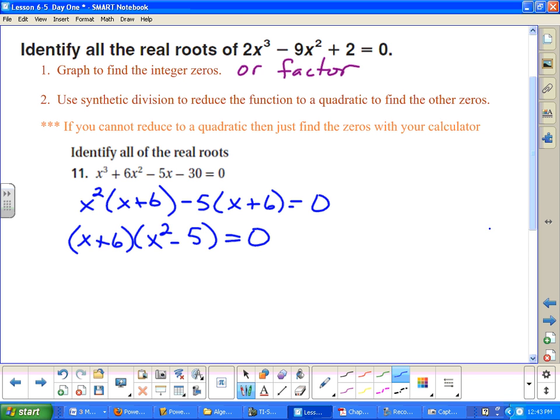So then we use the zero product property, because can you factor x squared minus 5? No. Okay, you can't. I can, because I know it has to be a square root. But that's okay. We don't need to factor it then. So I'm going to set these both equal to 0 and solve them.